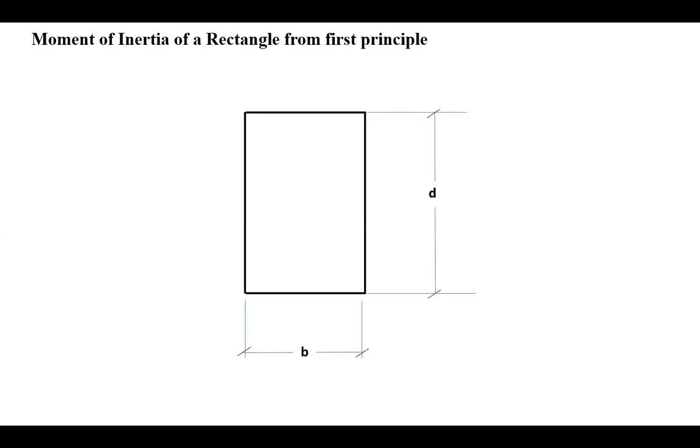That is the first principle formula. So now let us consider a rectangle of dimensions b and d, and let G be the center of the rectangle. Let us consider x bar as the central distance from the y-axis and y bar as the central distance from the x-axis. If b is the width, x bar will be equal to b by 2, and if d is the depth, y bar is equal to d by 2. These are the central distances.